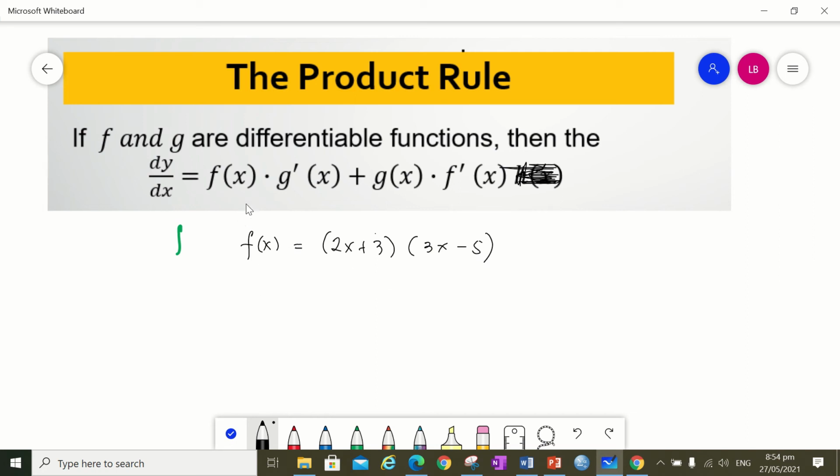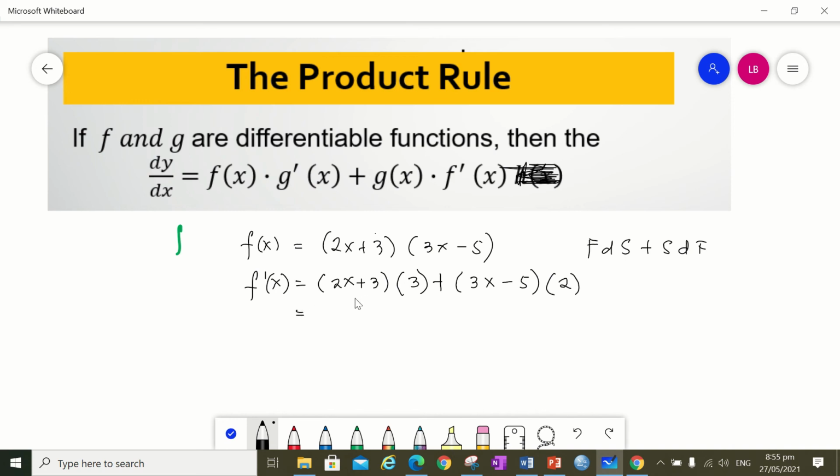And using this rule, f prime of x is equal to the first times the derivative of the second plus the second times the derivative of the first. So the first function is 2x plus 3 times the derivative of the second function. The derivative of 3x minus 5 is 3, since the derivative of the constant is 0 and the derivative of 3x is 3. Plus the second function, 3x minus 5, times the derivative of the first function, which is 2.